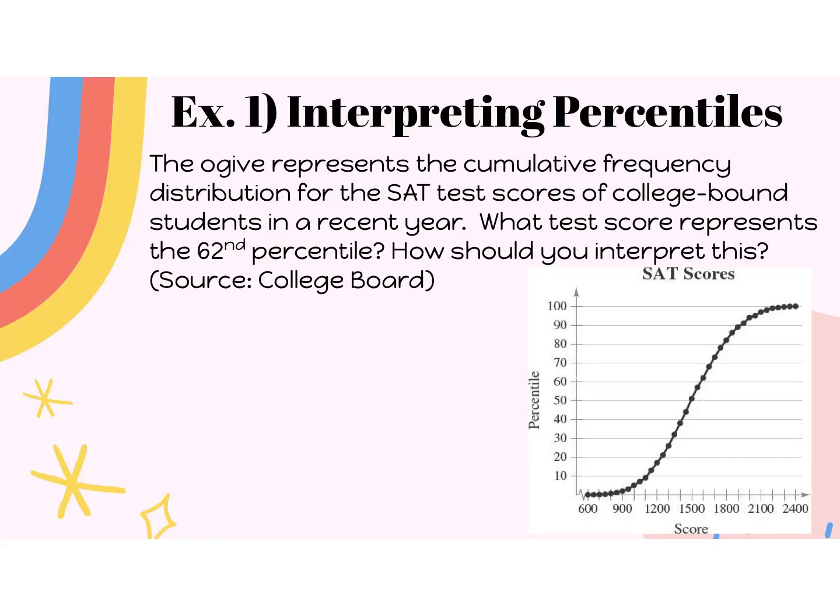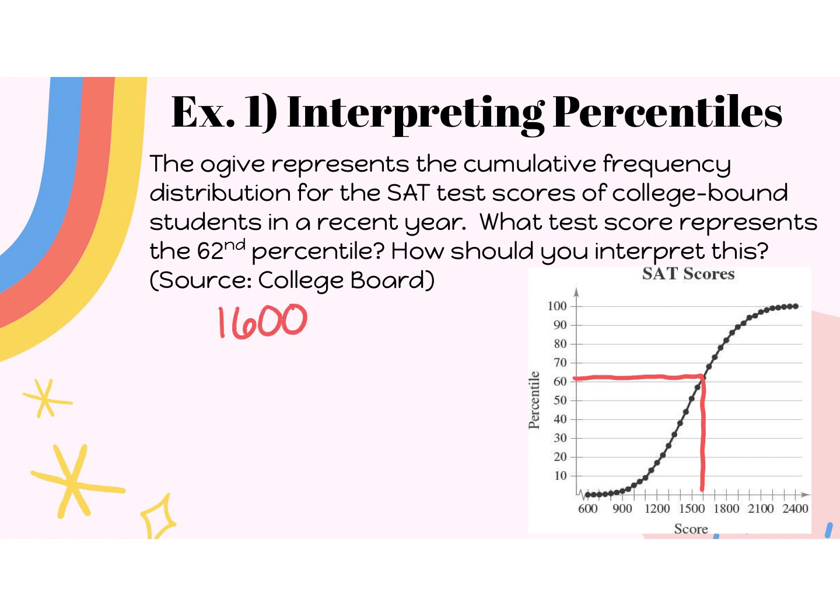So let's interpret our percentiles. The ogive represents the cumulative frequency distribution for the SAT test scores of college-bound students in a recent year. What test score represents the 62nd percentile, and how would you interpret this? We would look at our percentiles, our y-axis. 62 would be about here. So we come over and we go down. So the score would be about 1600.